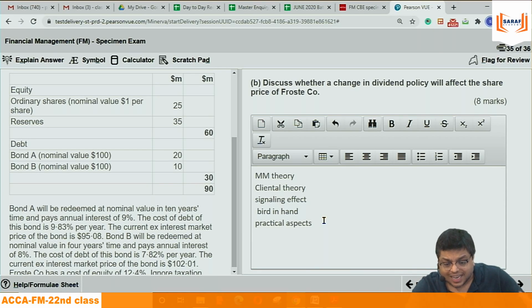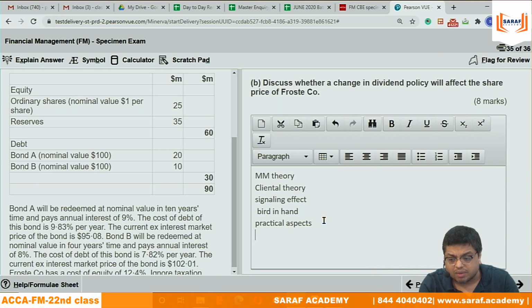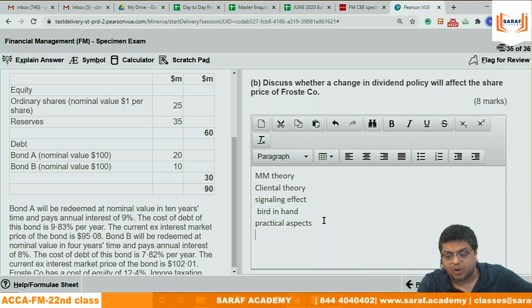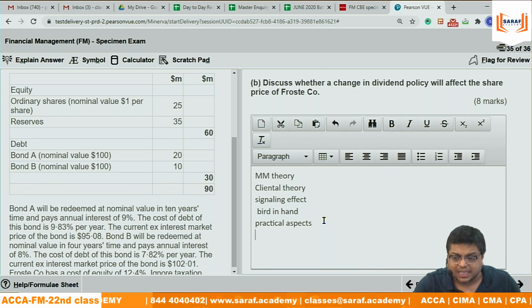But if we go with technical theory, say the MM model, MM says that whether a company pays dividend or doesn't pay doesn't matter. It doesn't matter, because if the company gives you dividend, you will invest somewhere. If the company doesn't give dividend, then the company will invest that money for you somewhere. The return will be the same. So whether the company pays dividend or not does not matter. That is the MM irrelevance theory.